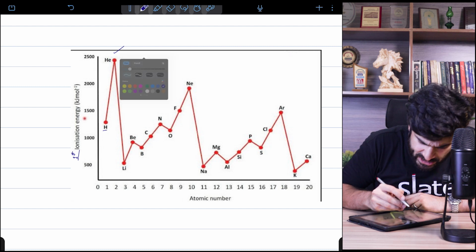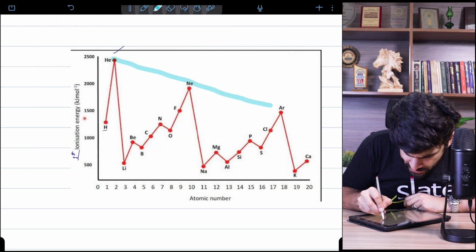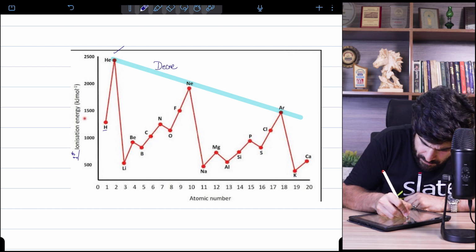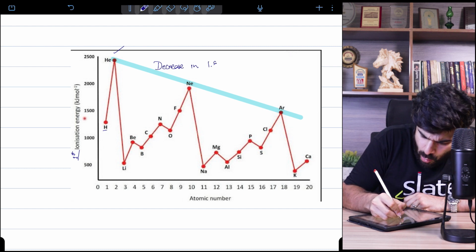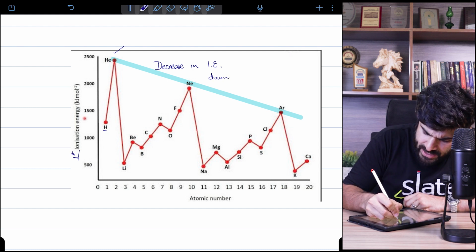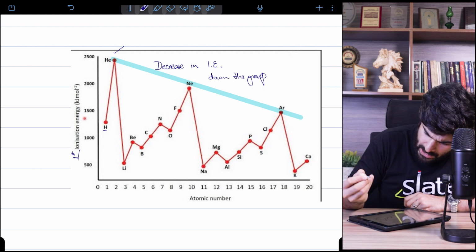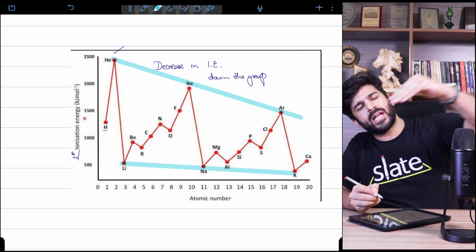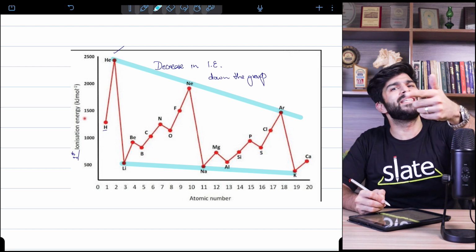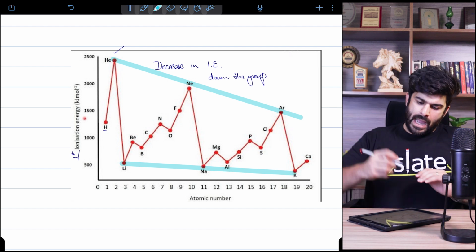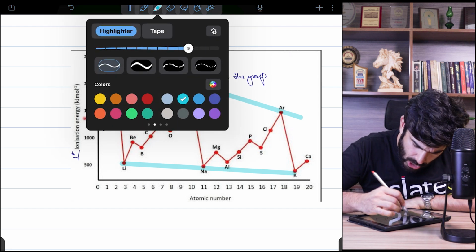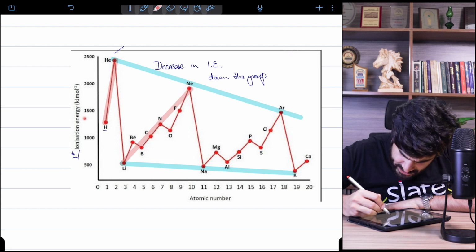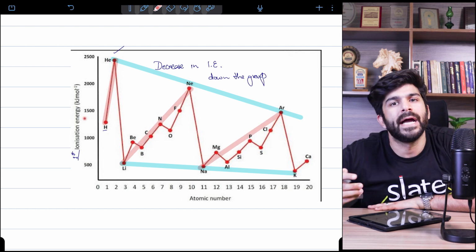Before that, let's see this trend again. From helium to neon to argon, there is a decrease in ionization energy. Why? Because this is down the group. Likewise, if we notice from lithium to potassium, there is another decrease here, because down the group it's decreasing. That is one thing. And we remembered that across the period it increases.